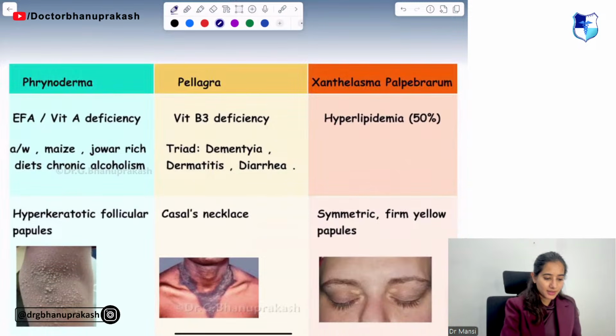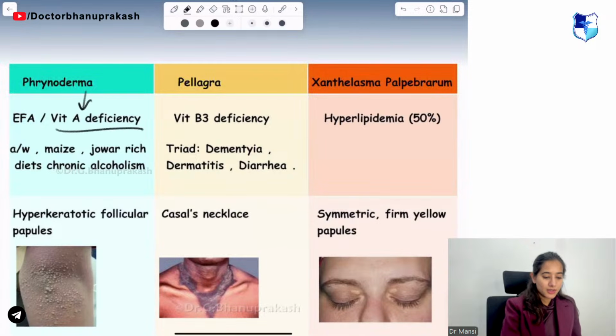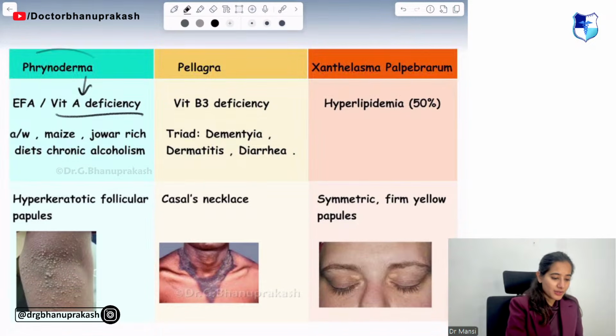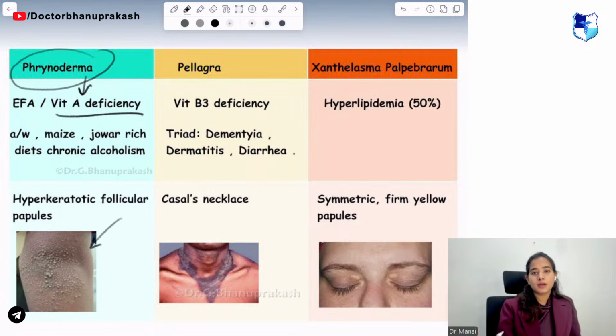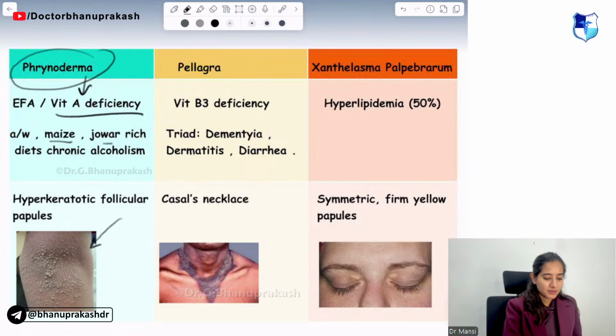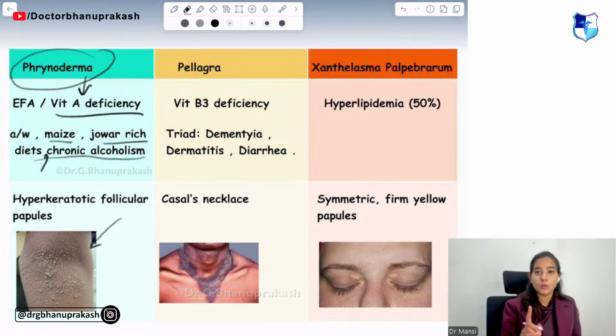Then we have another condition which is happening because of some nutritional disorder. You study this in conjunction with biochemistry: phrynoderma. So you can see hyperkeratotic lesions. Children come to OPDs with this condition, and because of vitamin A deficiency, their follicles become hyperkeratotic. This condition is also associated with maize and jowar diets, and chronic alcoholism. Again, one more condition.